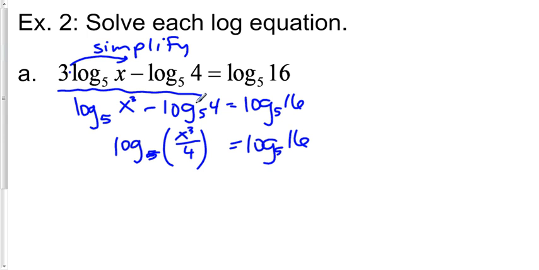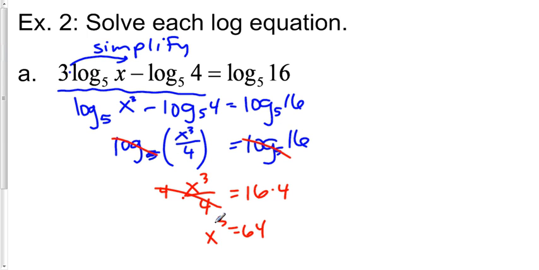Okay, now finally we're at the point where we can cancel out the logs. Because I've got the log base 5 on each side now, we can drop the logs and solve this equation. X cubed over 4 equals 16. Well, we're going to multiply both sides by 4. Multiplying by 4 cancels out the dividing by 4. Then you have x to the third power equals 64. And how do we cancel out a power of 3? We take the cube root of each side. Okay, so x equals 4. The cube root of 64 is 4.